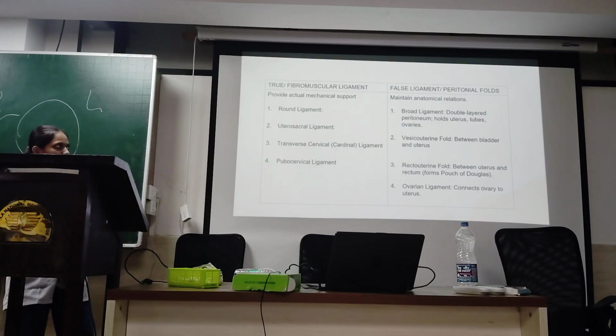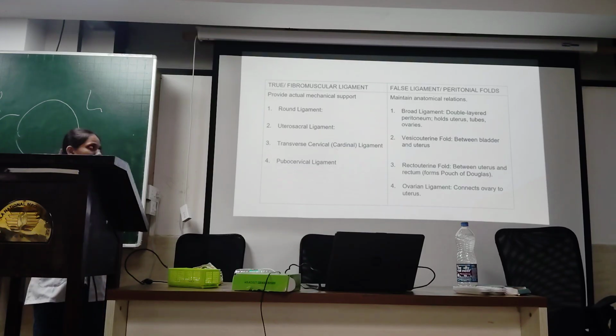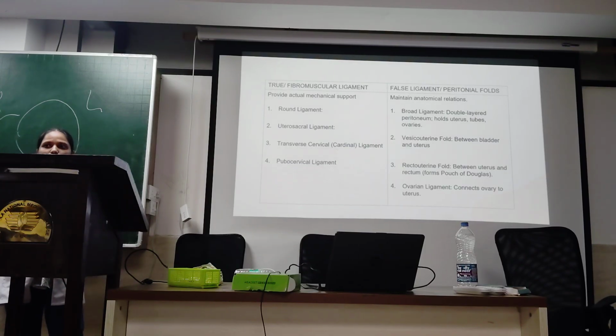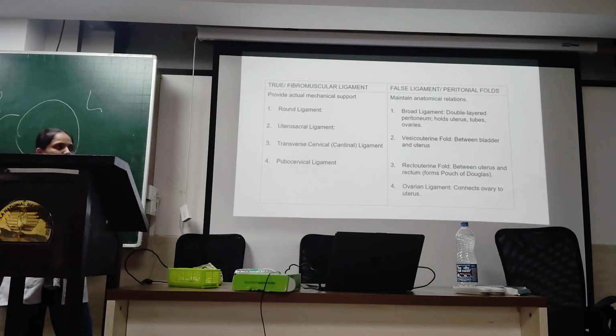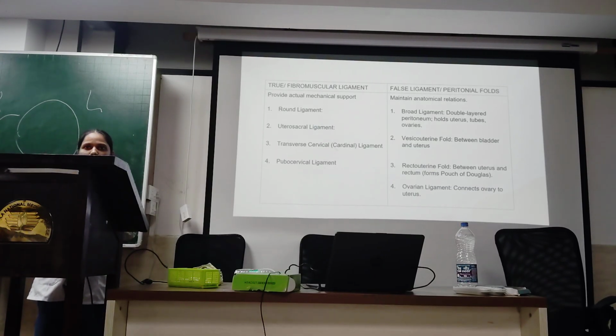The second type is the false ligament, which is a peritoneal fold, and includes the broad ligament, vesicouterine fold, rectouterine fold, and the ovarian ligament. The broad ligament is a double-layered peritoneum, which holds the uterus, fallopian tubes, and the ovaries. Then the vesicouterine fold is present between the urinary bladder and the uterus. The third one is the rectouterine fold, which is present between the uterus and the rectum, and is also called the pouch of Douglas. The fourth one is the ovarian ligament, which connects the ovary to the uterus.